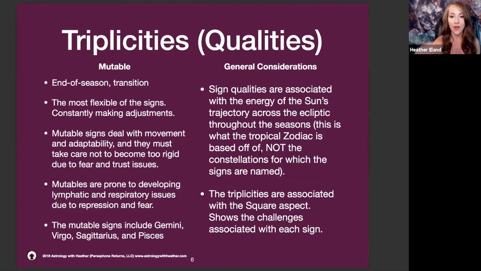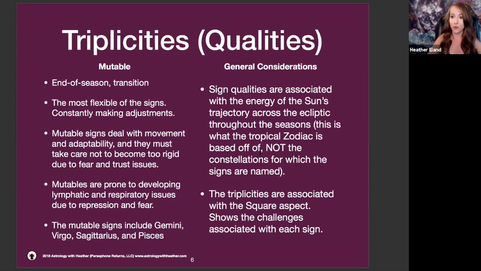And then finally, we have the mutable signs, which are the end of the triplicities. So we have the mutable signs, which are the end of season time frames in each of the 4 seasons. They represent a period of transition where things become more malleable, where they have to become more flexible as we move from one season to the next. And so it marks these transition points. They're the most flexible of the signs. They're constantly making adjustments, and they have an easier time letting go of things than the other 2 signs.